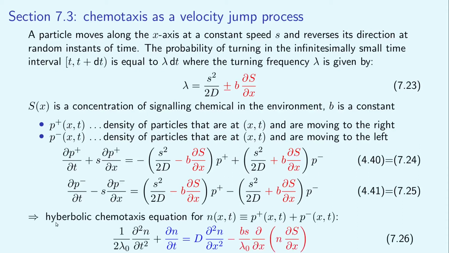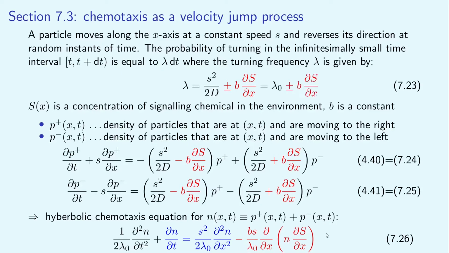Next, we can follow the approach presented in section 4.3 to derive the hyperbolic version of the chemotaxis equation. Considering b is equal to 0, then the red term is missing, and we obtain the telegraph equation, equation 4.46, which we derived in section 4.3 for the density of particles. The long-time behavior of the telegraph equation is given as a solution of the diffusion equation. That is, we can drop this black term and we are left with the blue terms, giving the diffusion equation with diffusion constant d. You might have noticed that this equation has an extra parameter called lambda 0, which I have not yet defined. This parameter lambda 0 is just equal to s squared divided by 2d.